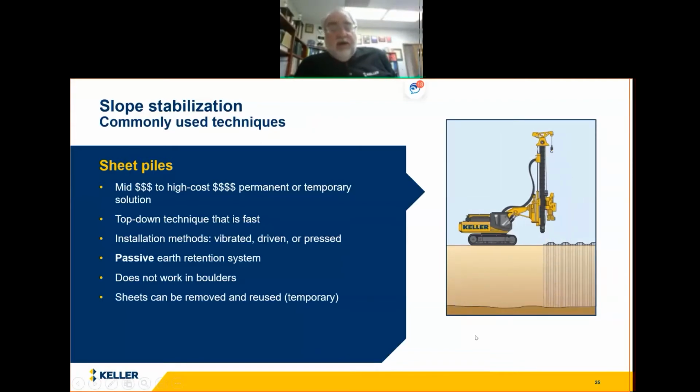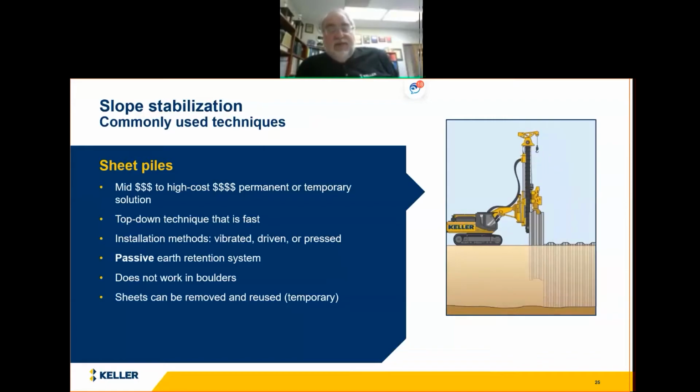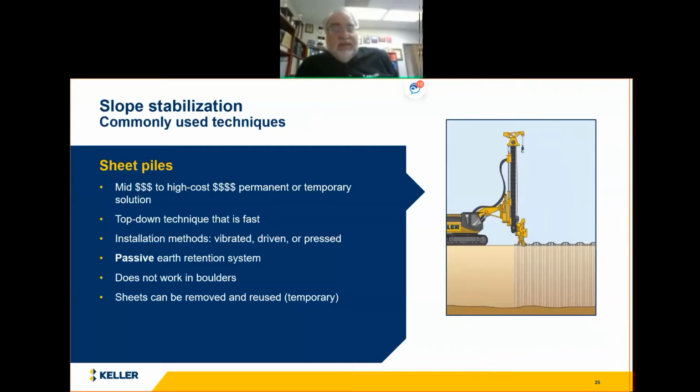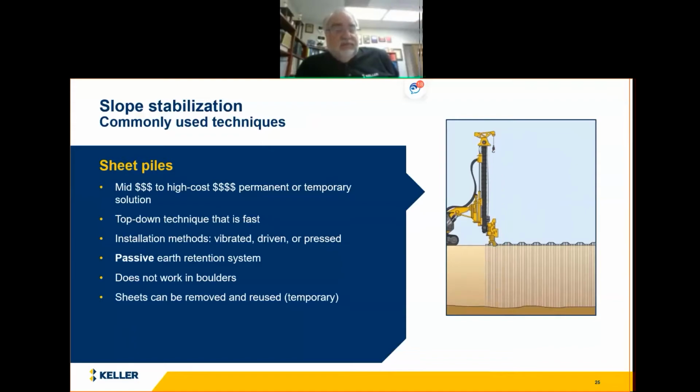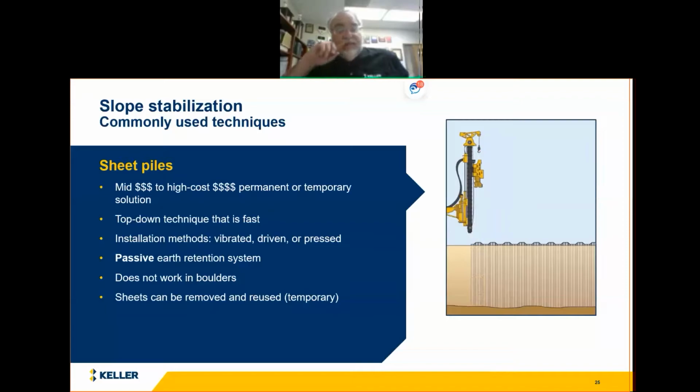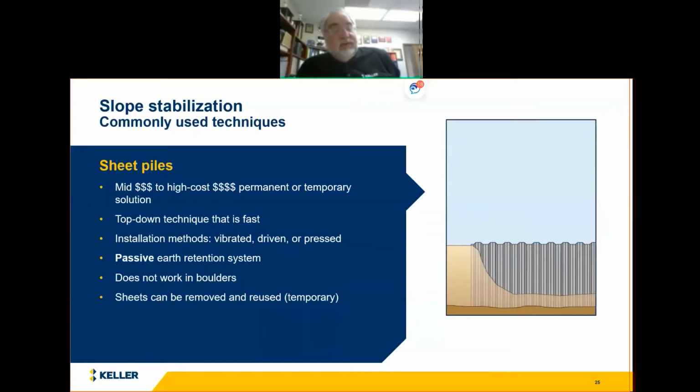So this is one of the modern machines that I mentioned. It's a very fast solution. There's no drilling. You just press it in with these modern hydraulic machines. They can be vibrated, drilled, pressed. Without anchors, it's a passive system. It doesn't work in boulders. Obviously, if you're trying to press these sheets in the ground and you hit a boulder, it's going to stop. You can do pre-drilling in that case, but that adds to the cost, obviously.